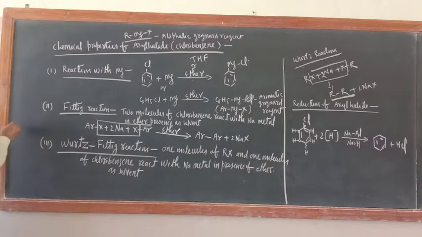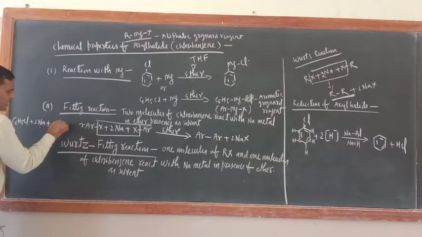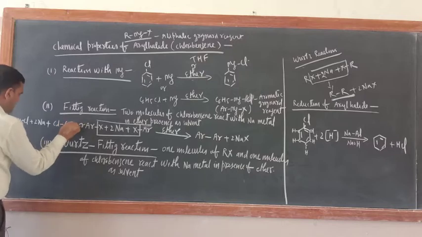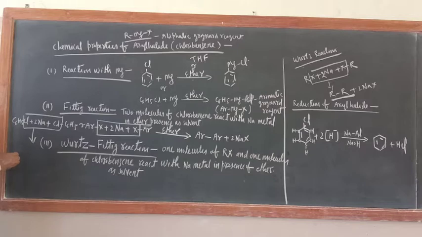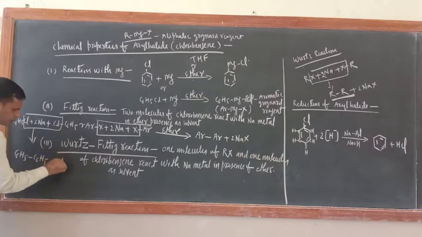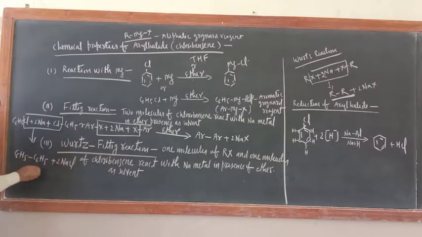Now just see, you can make this reaction like that. I am writing this side only. C6H5Cl, in place of this one, plus 2Na plus Cl-C6H5, so 2NaCl will come out. And here what is the product? C6H5-C6H5 plus 2NaCl. What is the name of this one? Diphenyl, okay.